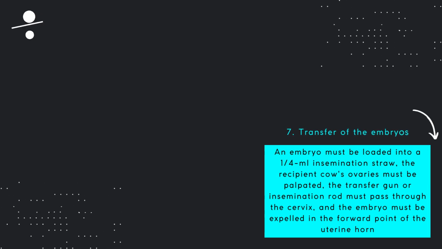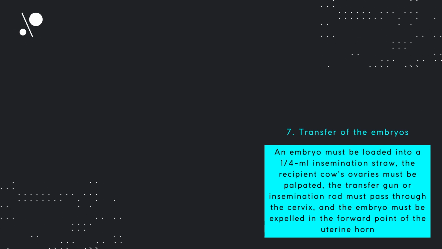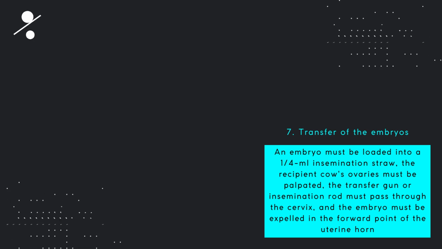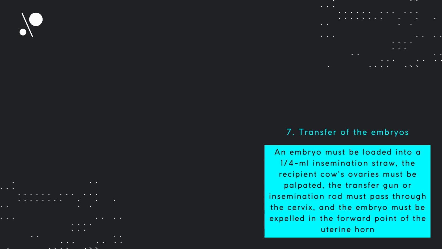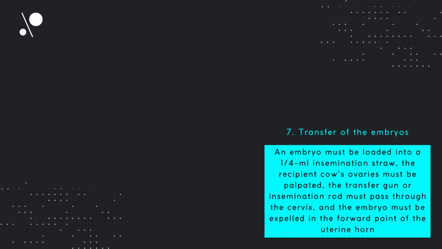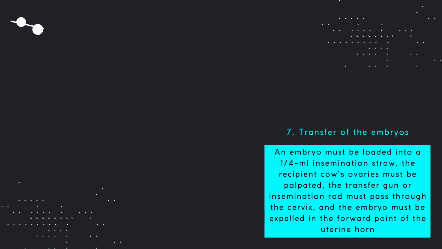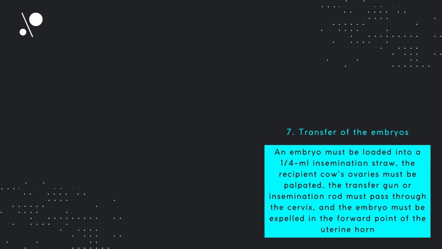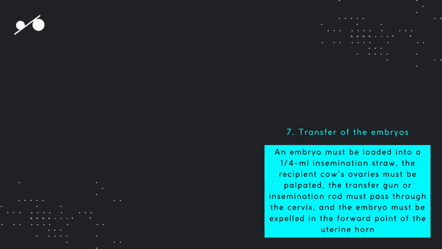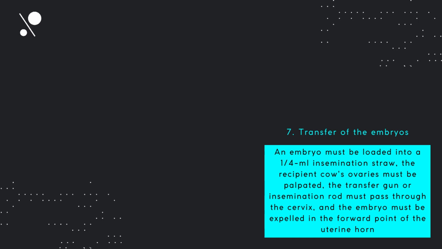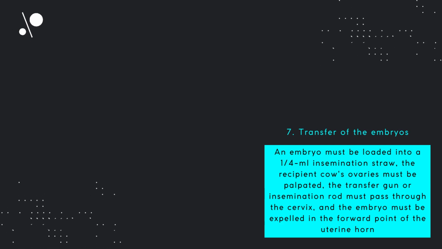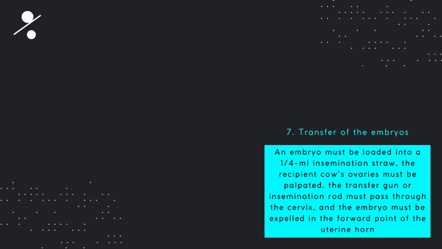The last step is the transfer of the embryos. Transferring an embryo into a recipient cow involves loading it into a 1/4 ml insemination straw, requiring practice, patience, and skills. Degenerated or low-grade embryos will be discarded. The recipient's ovaries are palpated, and then the transfer gun or insemination rod is passed through the cervix. The embryo is gently expelled, avoiding damage to the uterus lining. Embryos can be transferred immediately or stored in liquid nitrogen for later use.